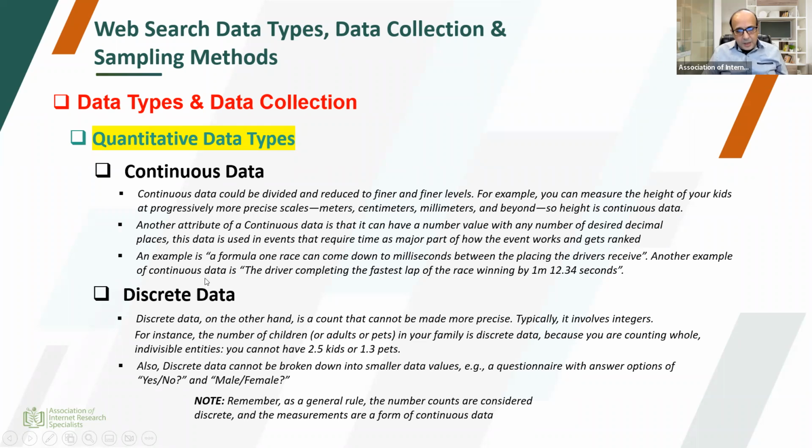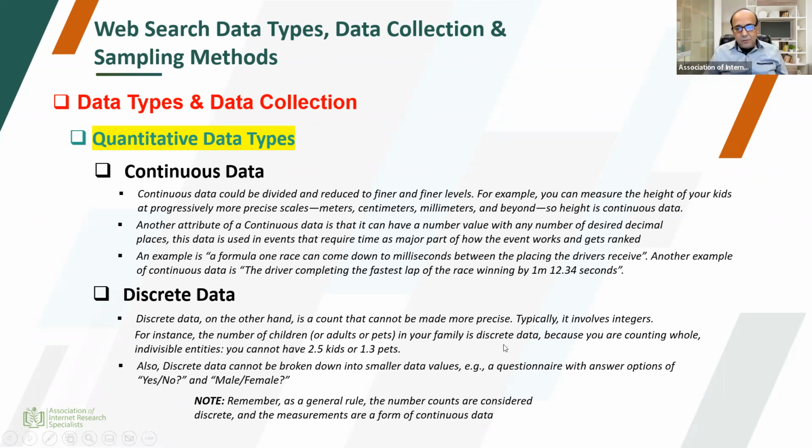And discrete data, on the other hand, is something that cannot be measured in fractions, or you don't need it to be accurate to the value that follows a decimal sign. For instance, you cannot have 2.5 kids or 1.3 pets. So I guess when you are talking about discrete data, you will make sure it is a whole number.